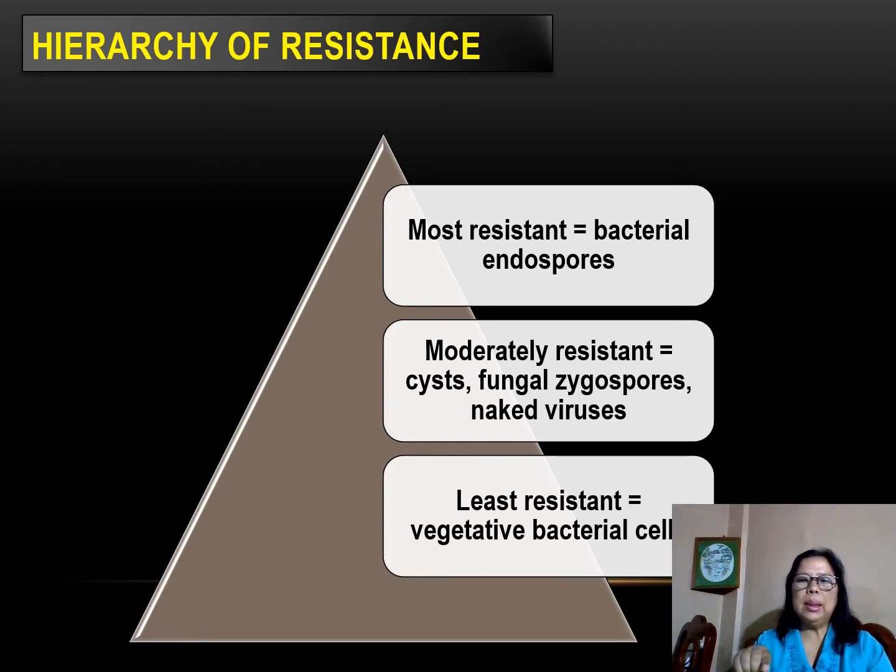And then moderately resistant includes the cyst, the fungal zygospores or the spores itself, or even the naked virus. That is the most favorite thing for a virologist to look into because that is the easiest way to kill virus or stop the growth or DNA multiplication of virus. And the most resistant are the bacterial endospores.